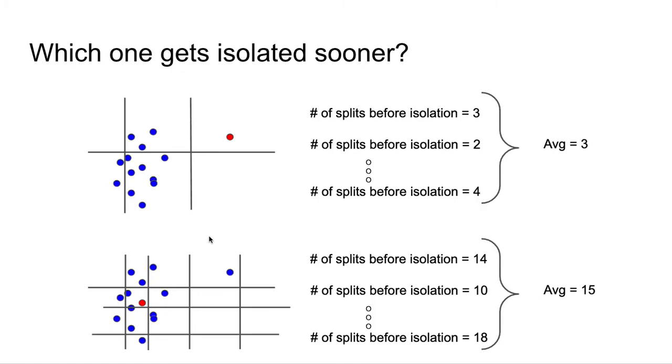Now the meaning of these two numbers to us is that, on average, the first example is going to be isolated much sooner than the second example. So the probability of being anomalous for the first observation is much higher than for the second one. So the second one is more probably an inlier, and the first one is an outlier.